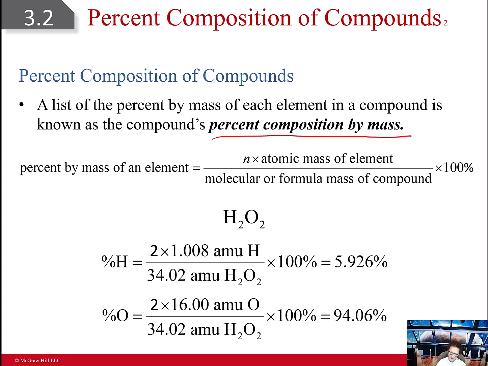of each one. So in my example here of hydrogen peroxide, the percent of hydrogen is equal to 2 times the mass of hydrogen, because I have 2 of those, and the total, if you add them all up, is going to equal 34.02. We just learned how to do that to calculate the actual formula mass. And then 2 times 16, because we have 2 oxygens, and then that divided by 34.02, which is the total, and then times 100, and that gives you the percent by mass of each element in the formula.